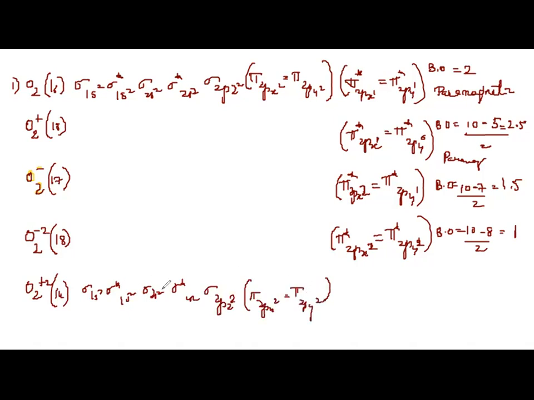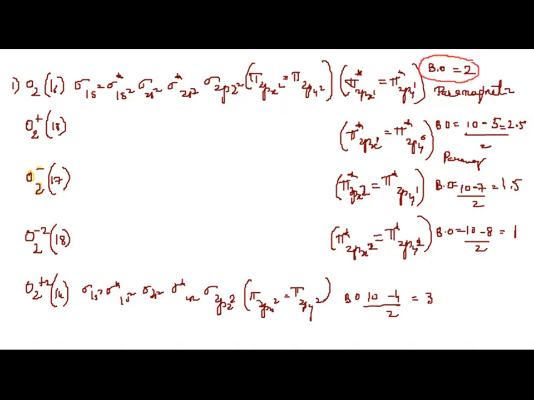2, 4, 6, 8, 10, 12, 14. What will be the bond order? The bond order will be 2, 4, 6, 8, 10. 10 minus 4 by 2, that is equal to 6 by 2, that is equal to 3. Correct. So observe here.